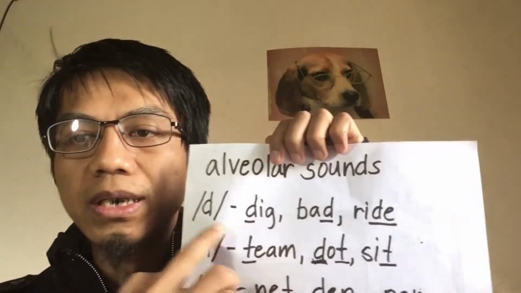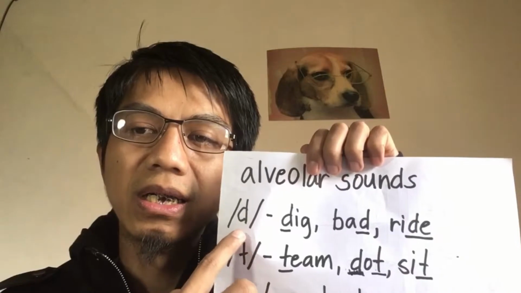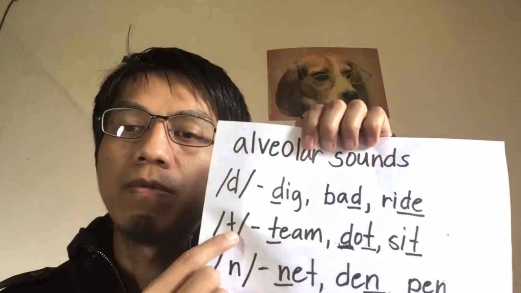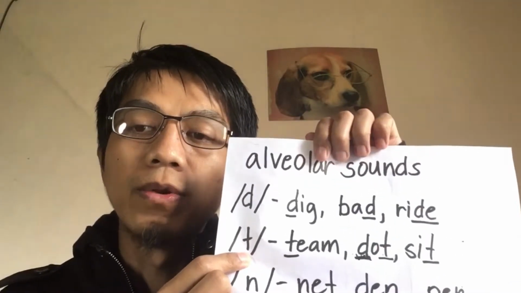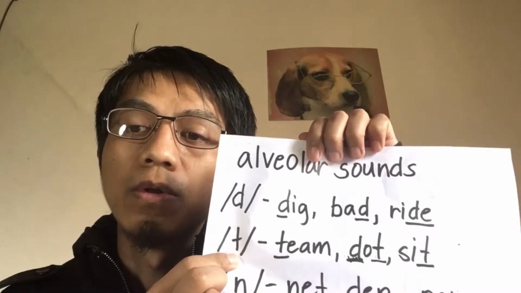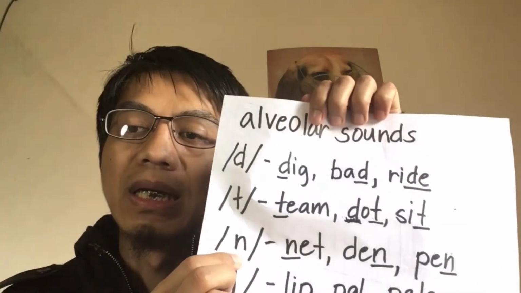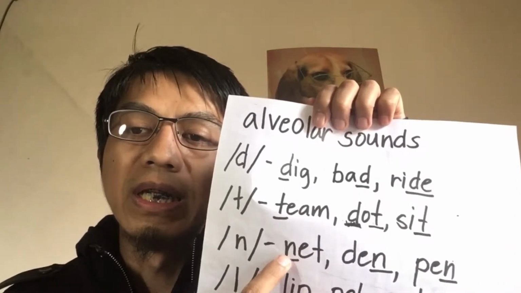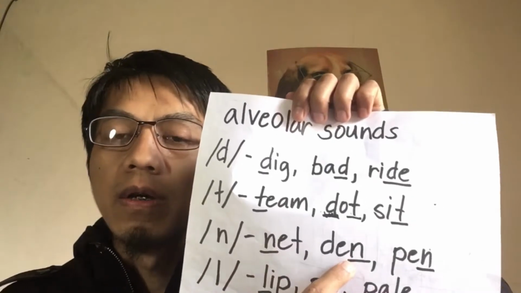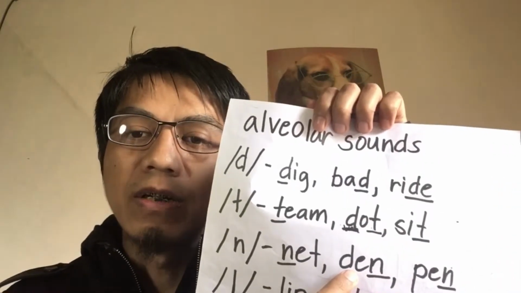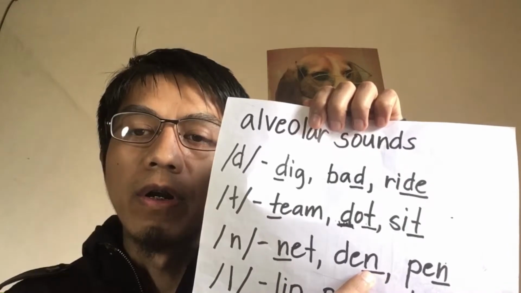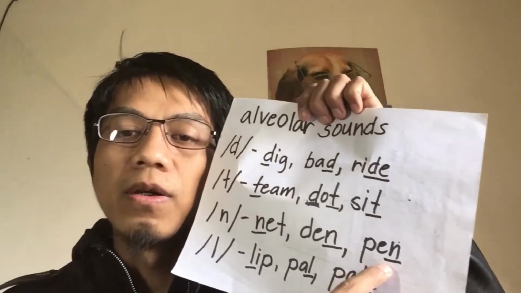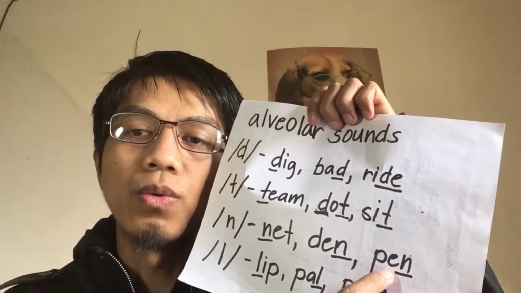So when you pronounce the D sound, you put your tongue on the alveolar ridge. It's the same for the T sound. You put your tongue on the alveolar ridge when you pronounce T. It's the same for the N sound when you say net. For the first sound of the word net, you put your tongue on the alveolar ridge. For the last sound of the word den, you put your tongue on the alveolar ridge. That's the key, the alveolar ridge. And for the word pen, you put your tongue on the alveolar ridge too.